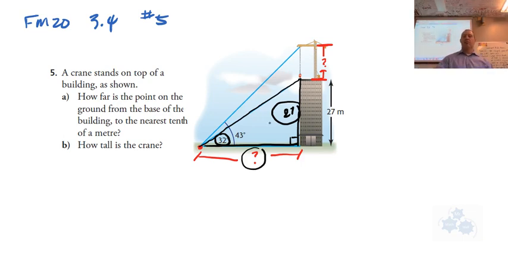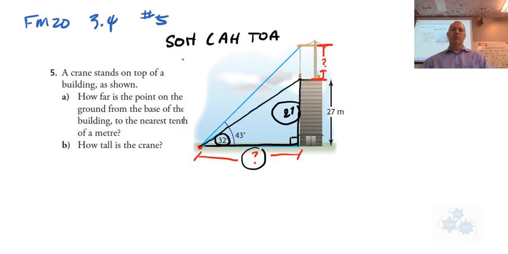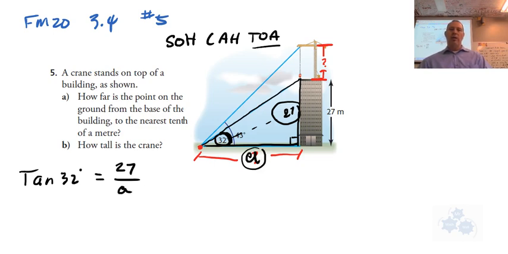This is basic trigonometry using one of the prime trig ratios. So which prime trig ratio would we use when we have the opposite and the adjacent? SOHCAHTOA, remember those? Opposite and adjacent, it's over here. So T is which one? Tangent, right. Let's set that up. Tangent of 32, that's the angle here, equals the opposite side 27 over the adjacent, which I'm going to call A. We don't know what it is, that's what we're trying to solve for.